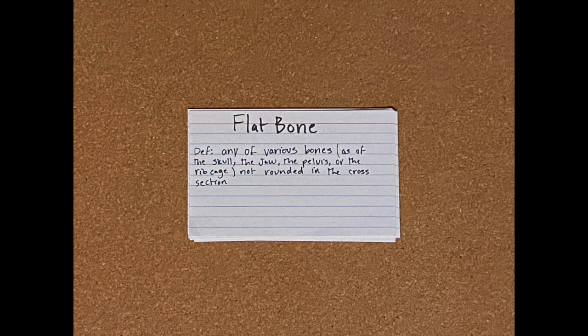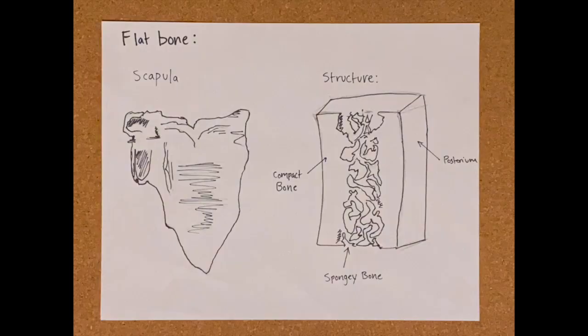Flat bones are known to not be rounded in the cross-section as well as relatively flat on both sides. An example of this would be the jaw, the pelvis, or the scapula. However, the structure remains the same: spongy bone in the middle and compact bones surrounding the outside.